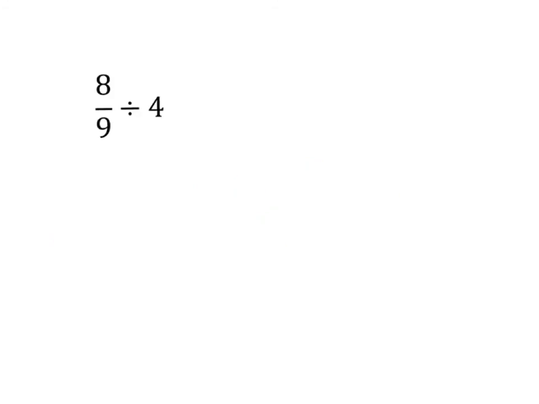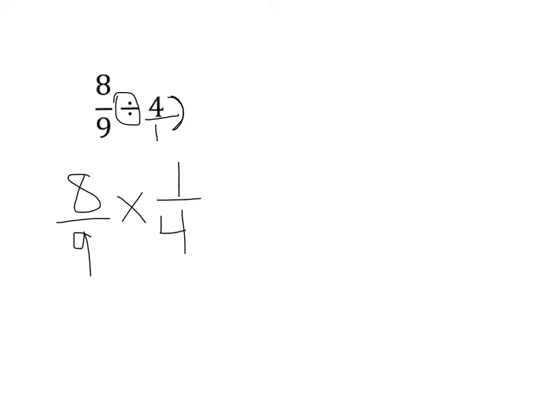Now, this problem looks a little bit different than our other ones, but remember, we treat it the same way. It's a division of fractions. Now, 4 might not look like a fraction, but remember, we can make it a fraction. It's the same as 4/1. So we'll approach this one the same way. We leave the first one, 8/9. We change our division sign into multiplication because we know how to multiply fractions. And our 4/1, we flip it because we want to use the reciprocal. So my new problem is 8/9 times 1/4, and we know how to multiply fractions.